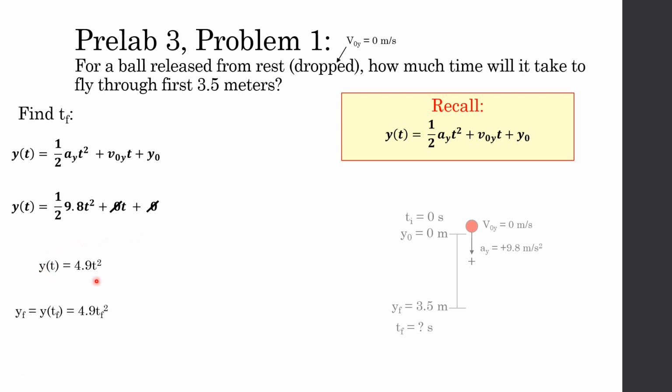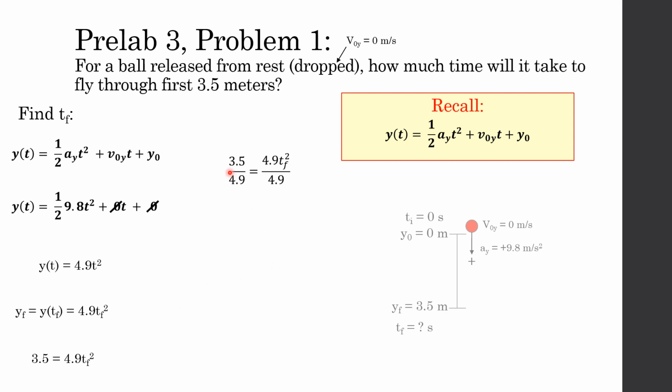So the next step is to realize that the final position, 3.5 meters, is equal to y of t final, right? So if you plug t final into the position equation, into the right side of the equal sign, this should give you 3.5. Which is great because then we have one unknown and one equation, so we can just solve for t final. Okay, so that's what we're doing here.